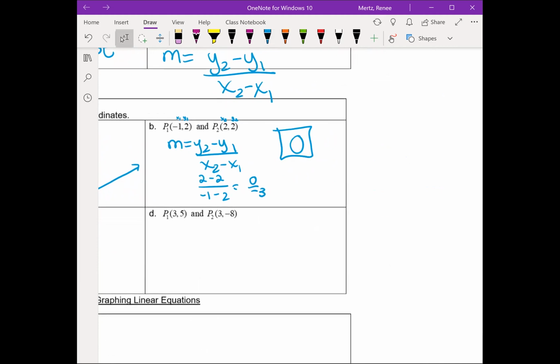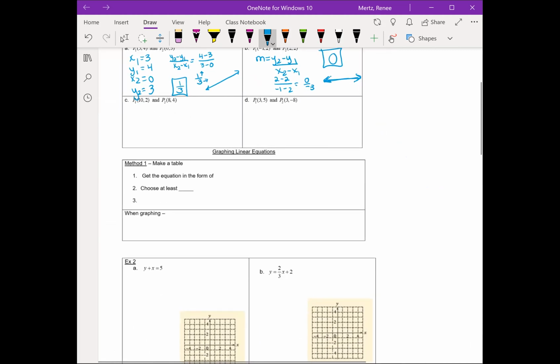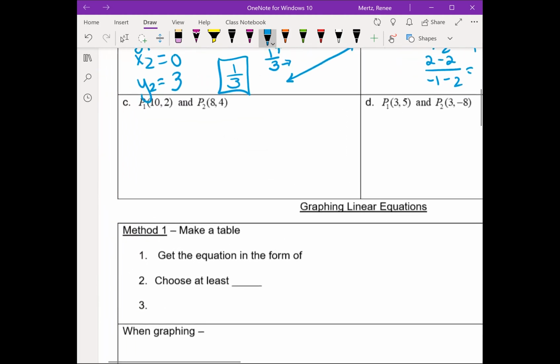When you do B, you should get a slope of 0. A 0 slope is a horizontal line. No extra work. Remember, you should be trying these on your own, checking with my answers to make sure you agree.